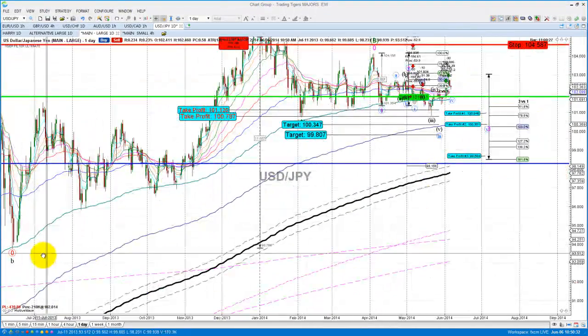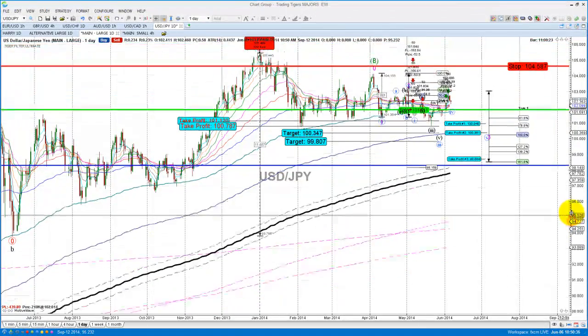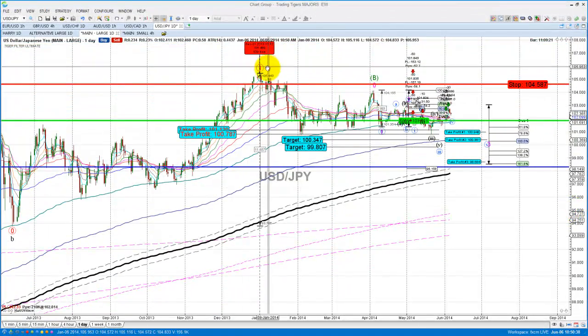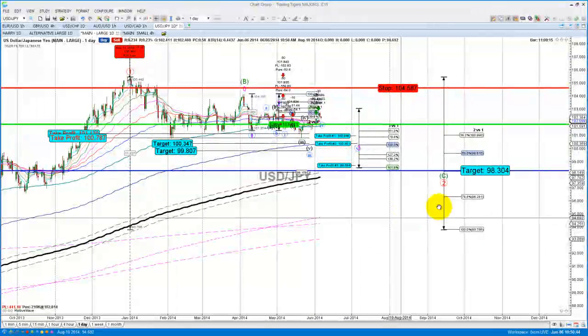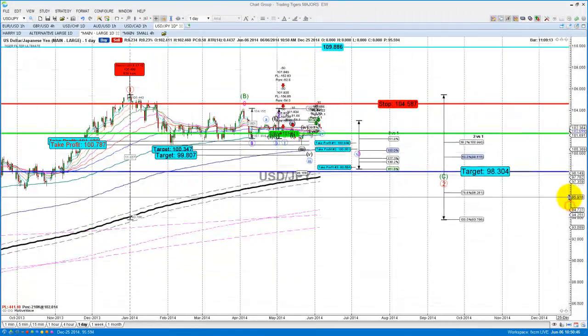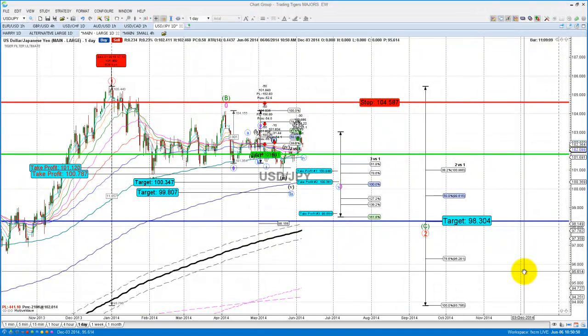So if we take our wave 0 from here for the primary wave, take our wave 1 at the high of 31st of December 2013, and then we're in a wave 2. So we're in a wave 2 down, right? We need to go down. That's the key point. We're looking at a target at 98.34, 98.30, and that will take us to the 618 point location.